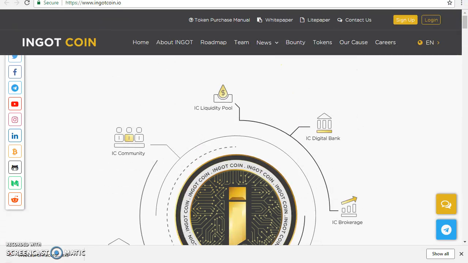Let me quickly talk about INGOT Coin. INGOT Coin is a link between crypto market and a traditional market. INGOT Coin tries to be a pioneer in the monetary business, giving a creative system and answer to connect the worldwide market with worldwide market members.